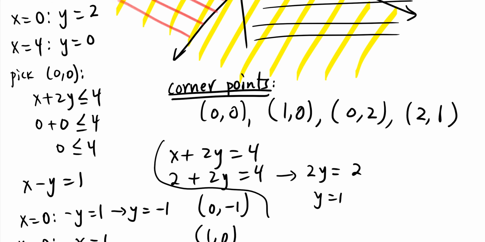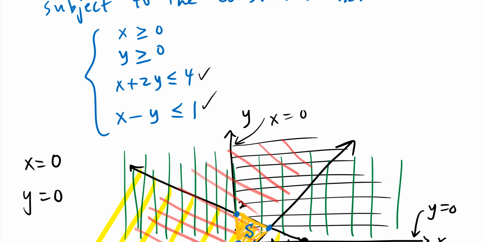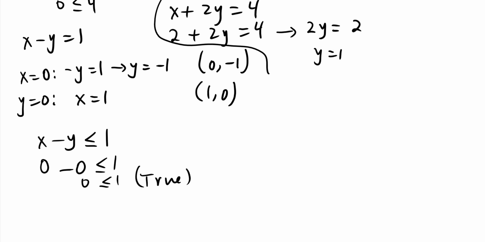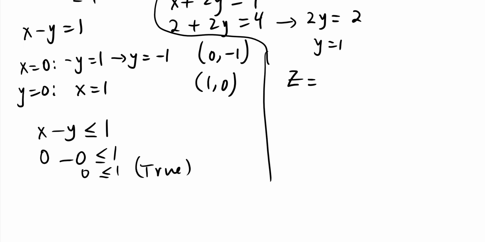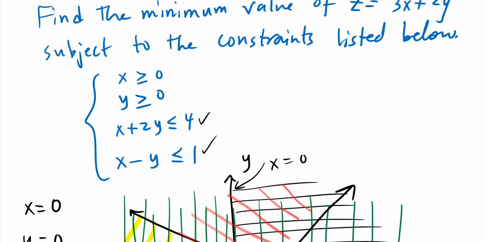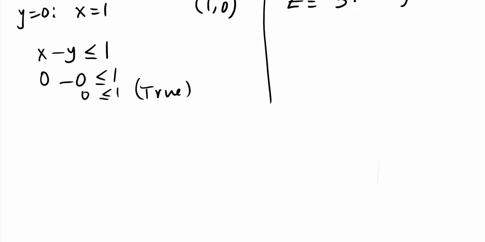We're not done. Remember, we would like to find the values of x and y that minimize this objective function, z equals 3x plus 2y. That's the objective function, 3x plus 2y. Let me check, yes, 3x plus 2y. So we have the points.